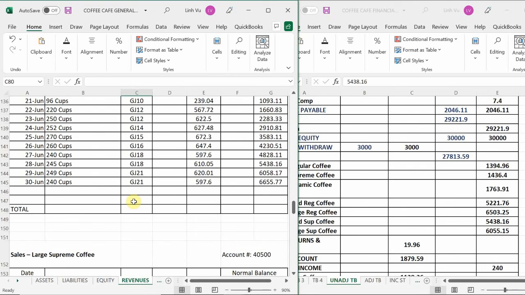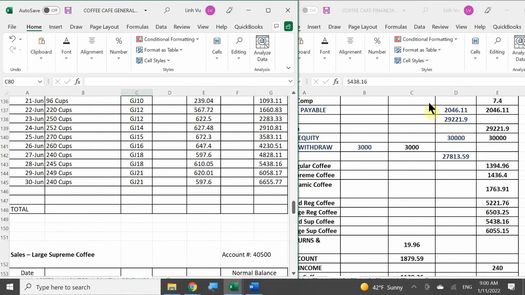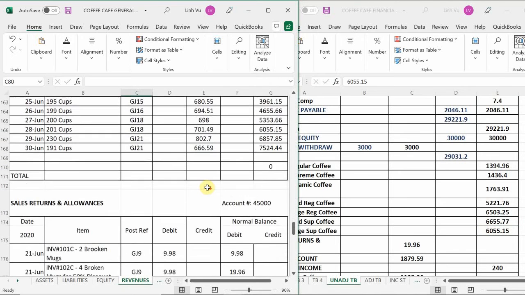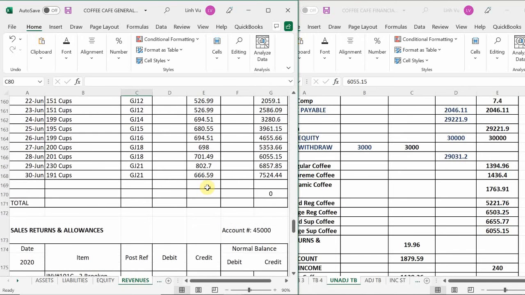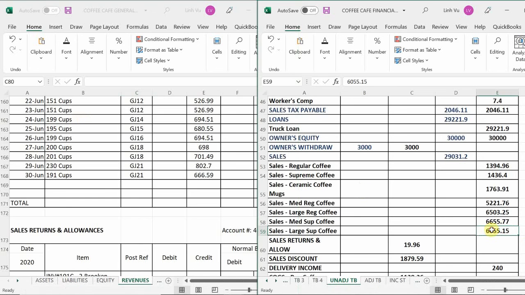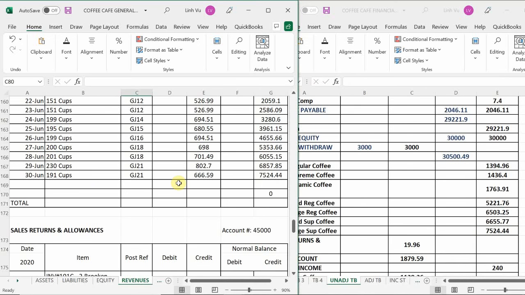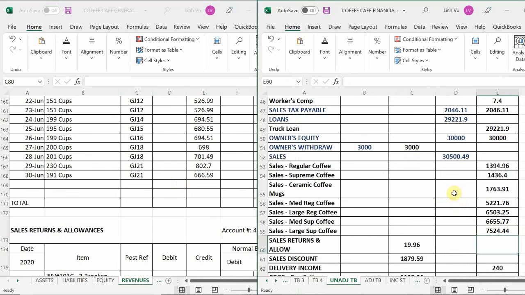My medium supreme is at 665577. Okay. And last but not least, my large supreme is 7524.44. Okay, so giving me a grand total sales to be 30,549.